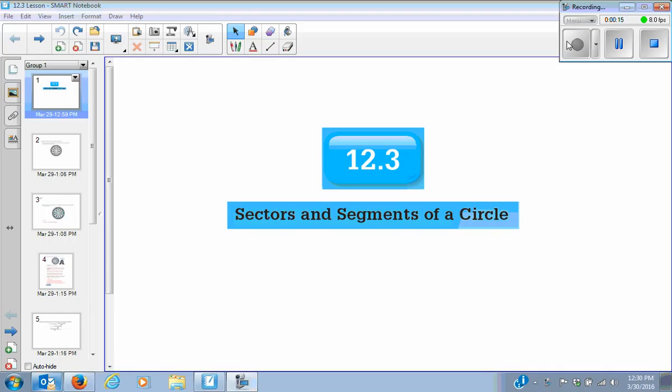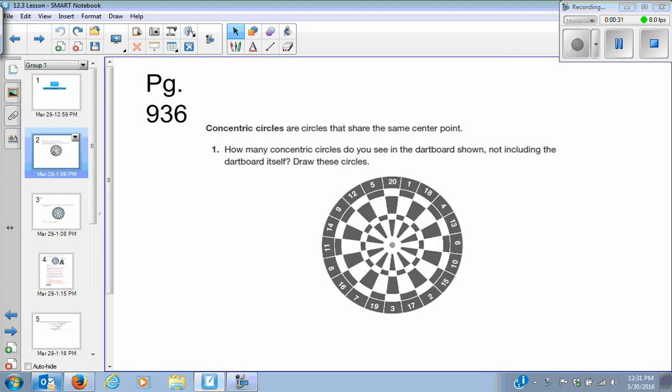So we're talking about sectors and segments of circles. Again, we're going to have to define these two things, make sure we understand what those pieces are, and we're of course going to have some formulas to find the areas of those sectors and segments of circles. First off, I'm going to try to show you where we are in the book, so have your book handy with you.